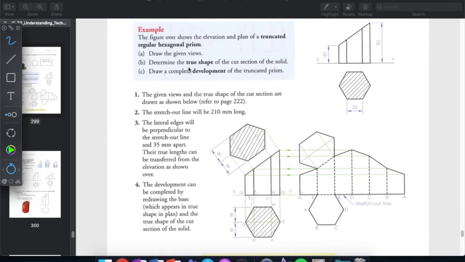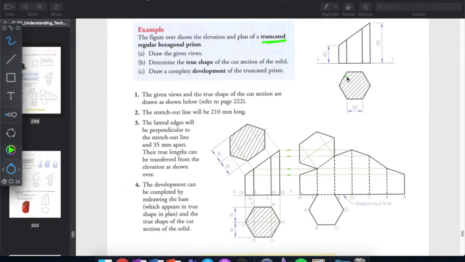Okay, so now we're going to look at what are called truncated shapes, and all truncated means is that the top is cut off. Although it seems like a complicated word, all it means is to cut the top off. Okay, so with this, you're given your shape.